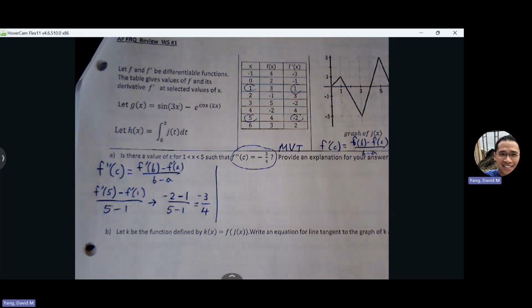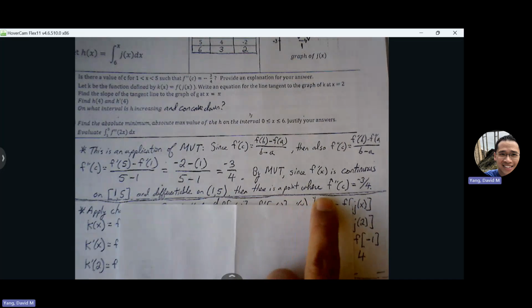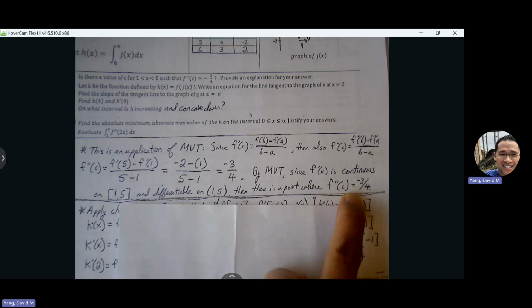Okay. So we can say by mean value theorem, then, since f prime is continuous on the closed interval and differentiable on the open interval, there must be a value where f double prime c is equal to -3/4. So we're just applying mean value theorem.